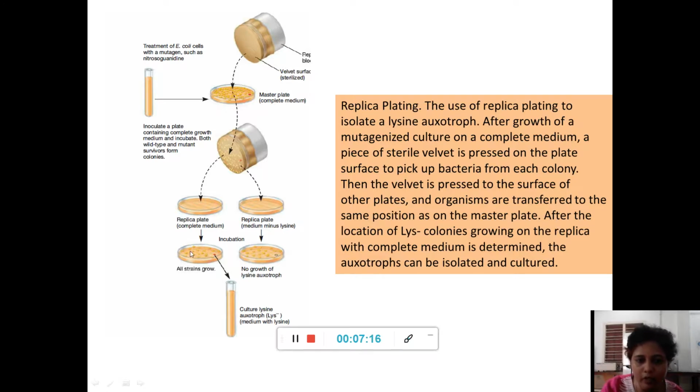And here the lysine auxotroph, the LYS minus strain, will be grown in the media with lysine. It will grow here, but it will not grow in this media. So you can identify that this is a lysine auxotroph. Now the same technique can be used for different amino acids, or you can use two or three amino acids together to identify the auxotrophic mutants.